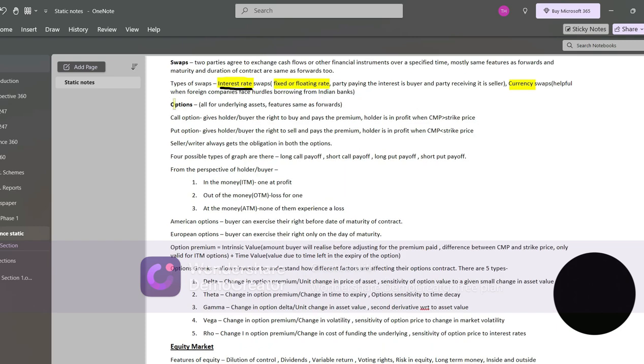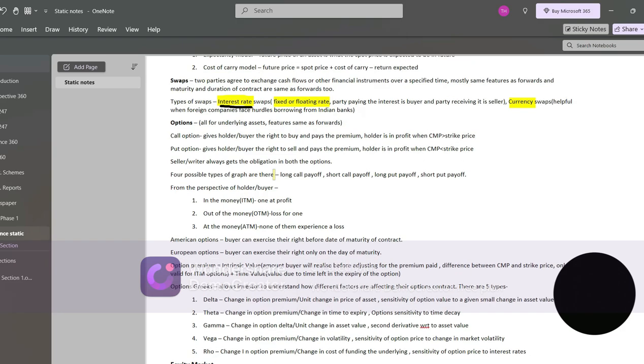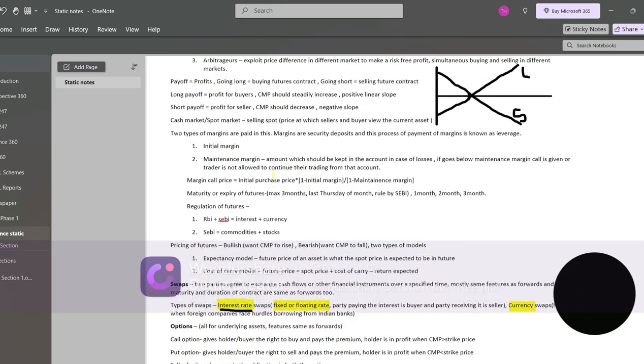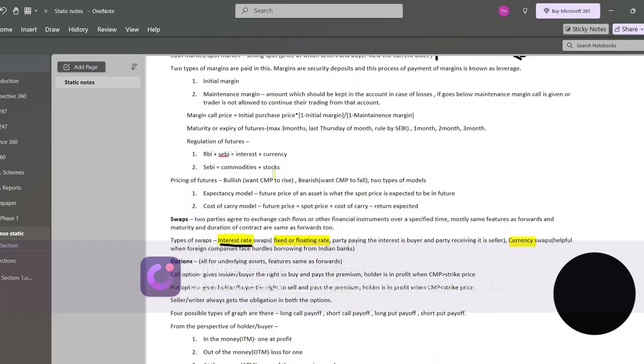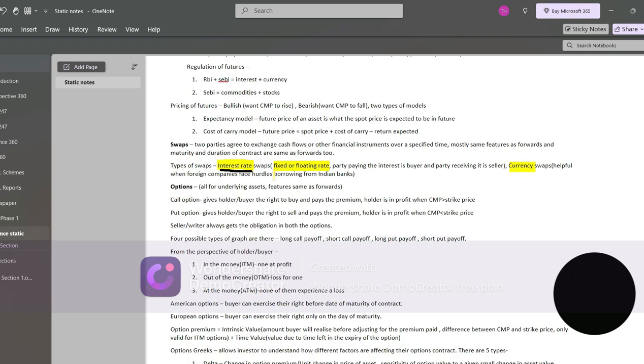Now coming to options. Options are for all kinds of underlying assets, and they have the same features as forwards. Options have the same features as forwards, just that, as the name suggests, it is kind of an option.